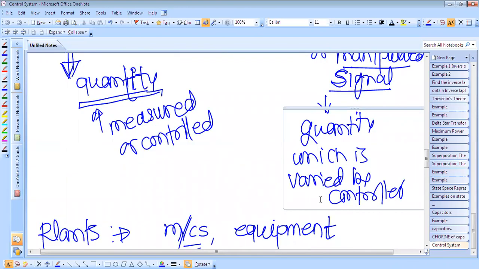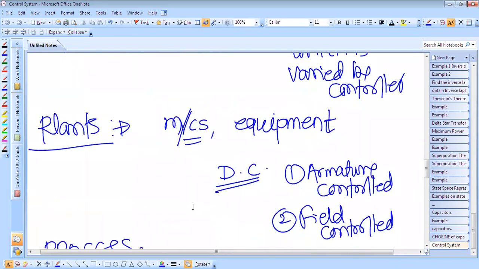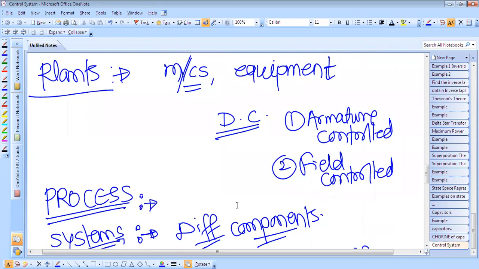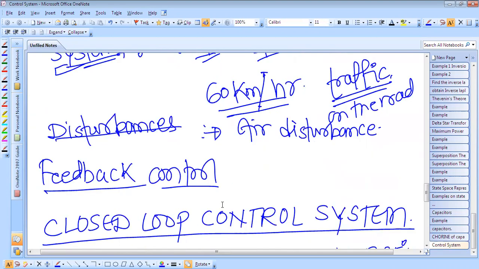The quantity is varied by the controller, and the controller actuates the plant. The plant may be machine equipment, for example a DC machine with armature control or field control. Here we have to control the speed of the plant. Plant means machine. We have also discussed the process, and system disturbance, which may be an internal disturbance or an external disturbance.